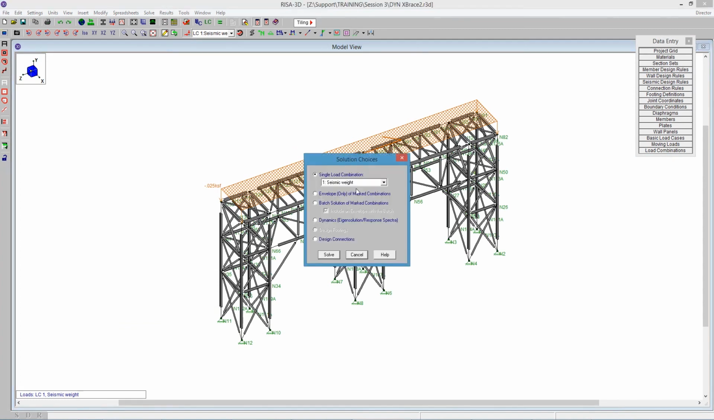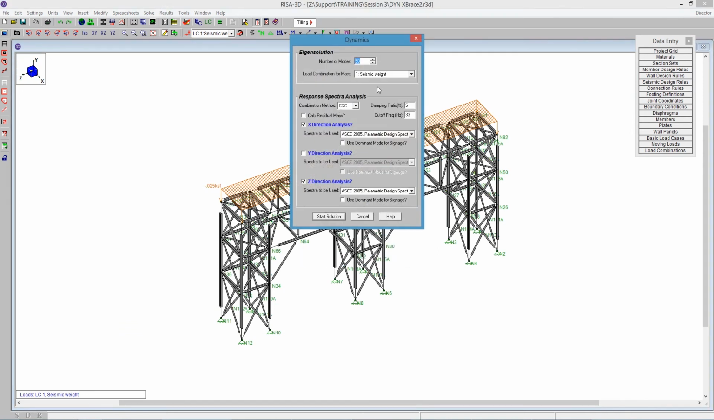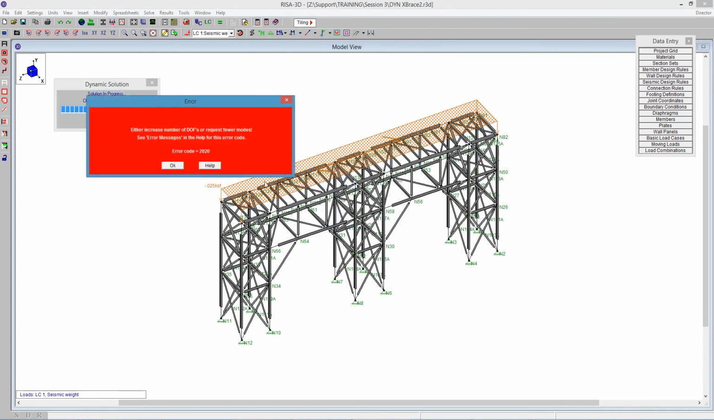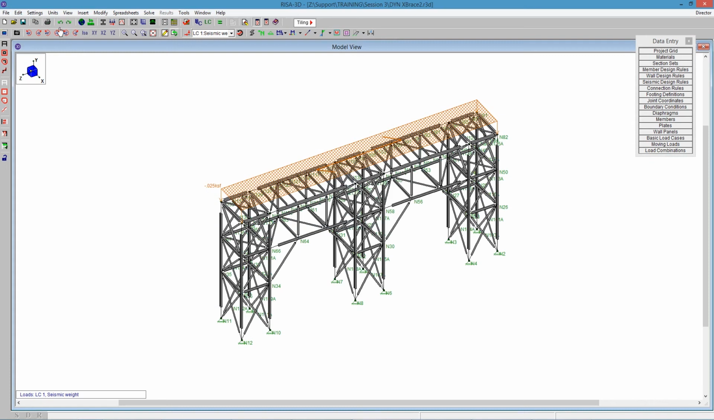And using that, we can go ahead and say, do the dynamic analysis. And let's say you start with 10 mode shapes and start the solution. And you'll see here when it runs through, let's give this a little question.